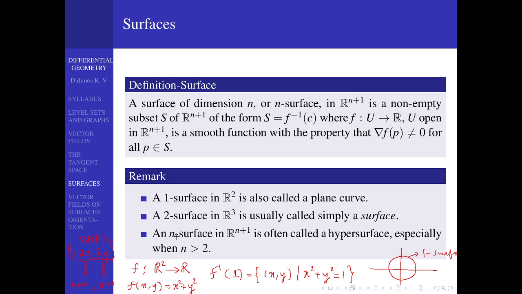In this chapter, later on, we will discuss examples of one-surfaces, two-surfaces, etc. So a one-surface is also called a plane curve, and a two-surface in R^3 is usually called simply a surface. An n-surface in R^(n+1) is often called a hypersurface, especially when n is greater than 2. These are the three remarks on the definition of a surface.